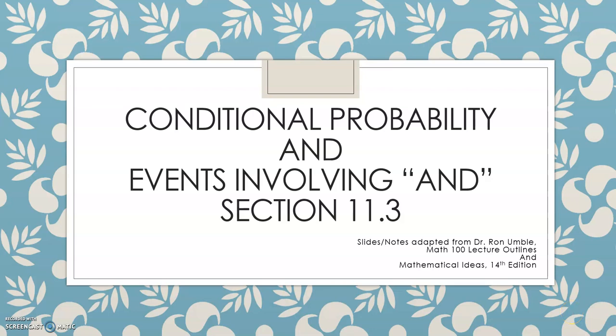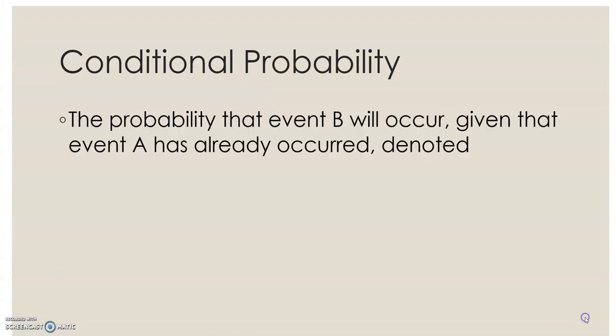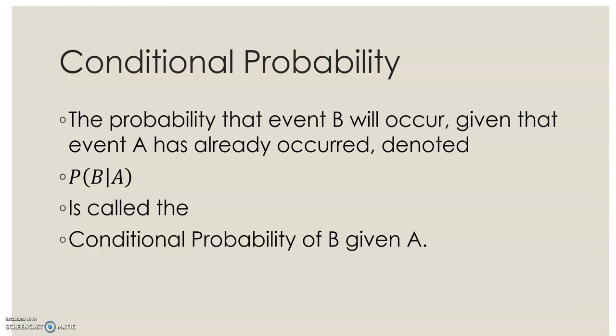Section 11.3, Conditional Probability and Events Involving AND. Conditional probability is the probability that an event B will occur given that event A has already occurred. It's denoted with P parentheses B given A close parentheses. It is called the conditional probability of B given A.